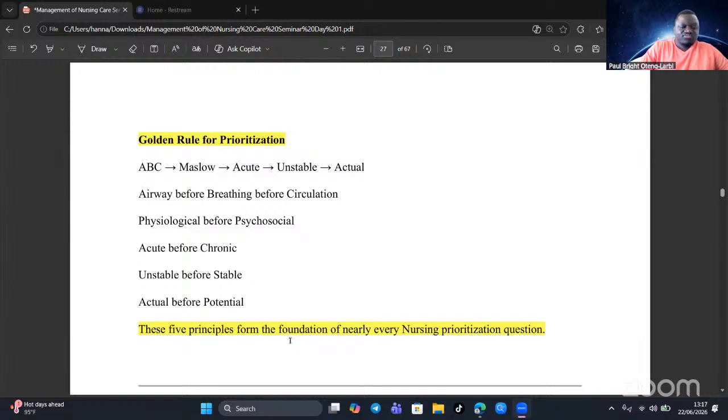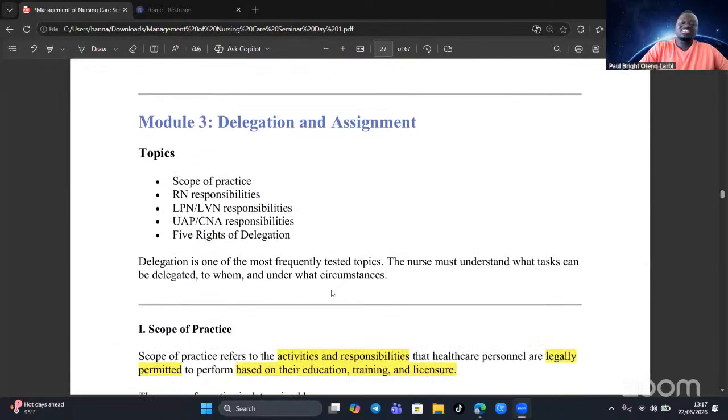These 5 principles form the foundations of nearly every nursing prioritization question. If you don't know these 5 or 6 principles, you'll be in trouble. Okay. Now, delegation. Everybody knows delegation. We are done with prioritization.